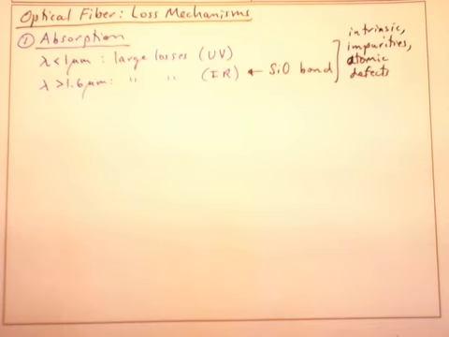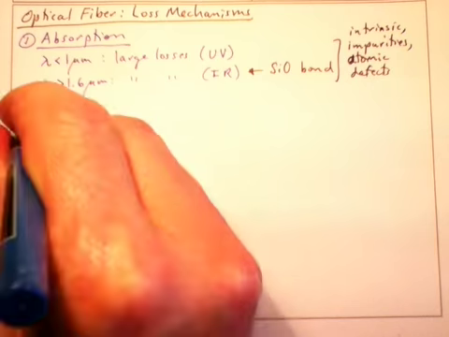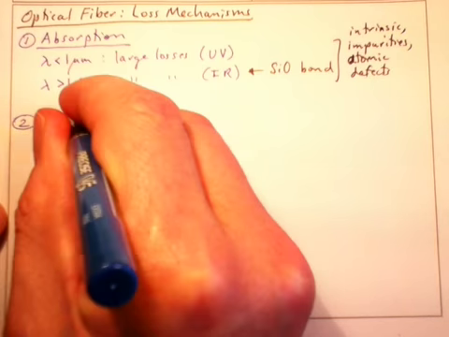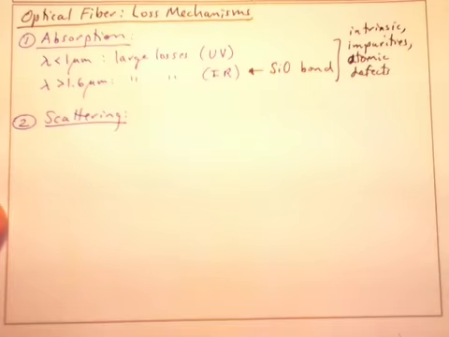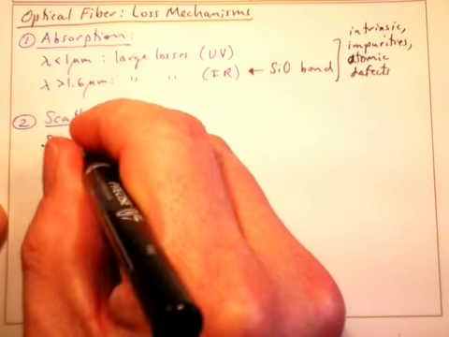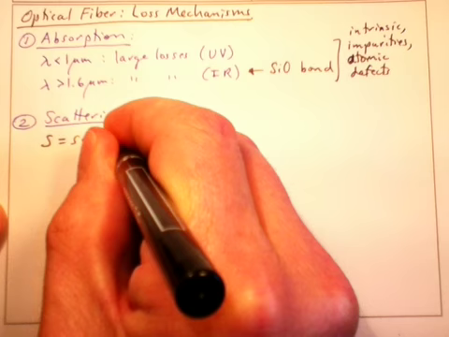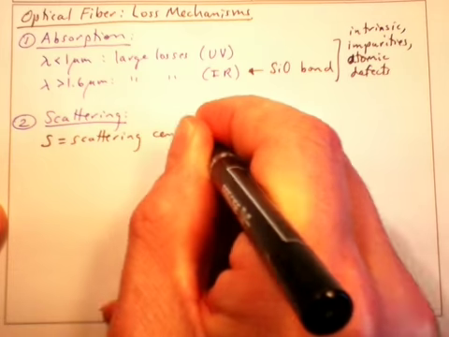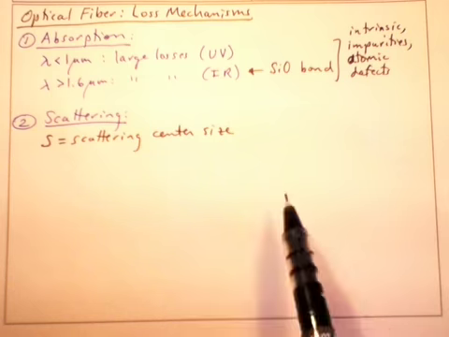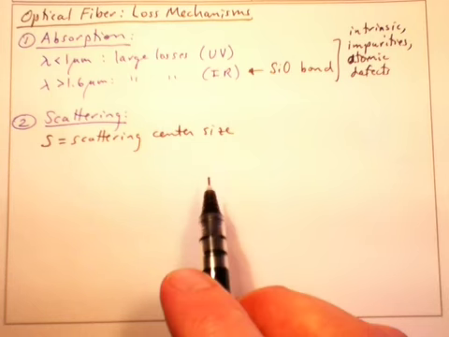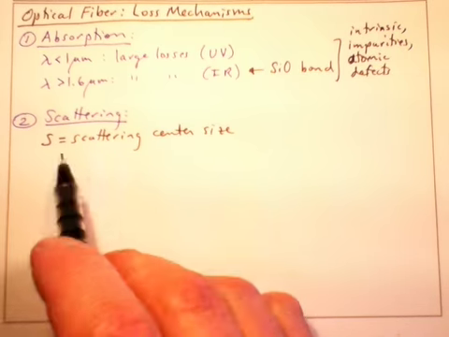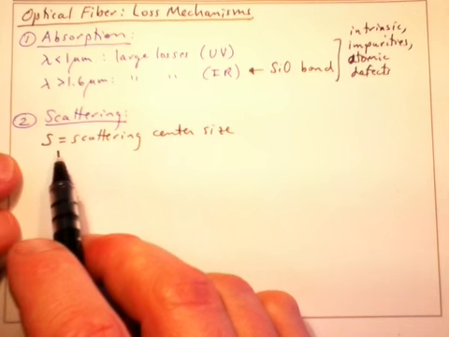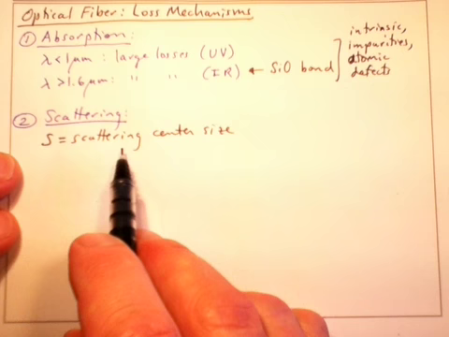And another major factor is scattering. There are two types of scattering losses generally, and they're characterized by the size S of the scattering center. Scattering means that you have, imagine a wavefront incident upon a material that has some sort of inhomogeneity in the refractive index.